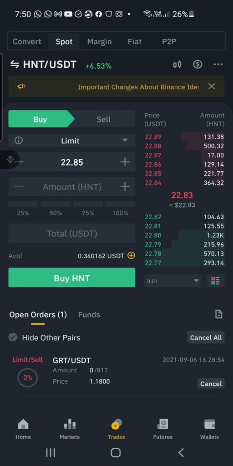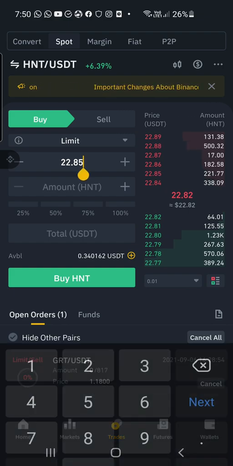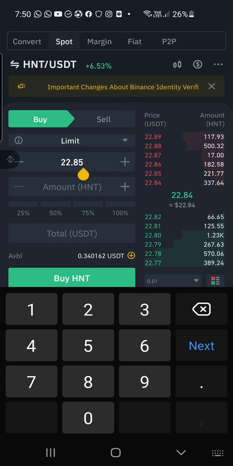You buy it by doing the same thing that you did for the dollars versus your country's currency, or how we did the dollar versus the Russian rubles. So over here, you write the price that you want to buy for, which, as I said, always refers to the first coin of the pair. So when I say buy, I mean buy HNT with USDT. And when I say sell, I mean sell HNT for USDT. So you write the price over here.